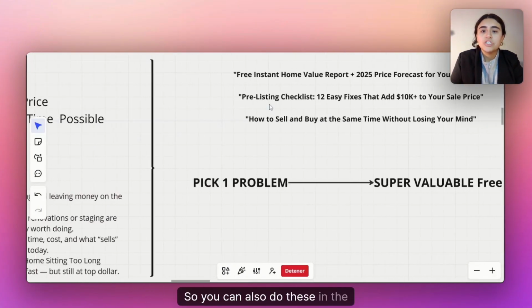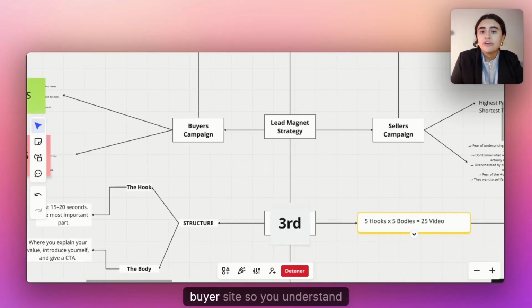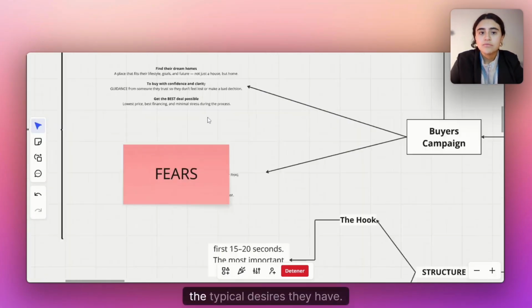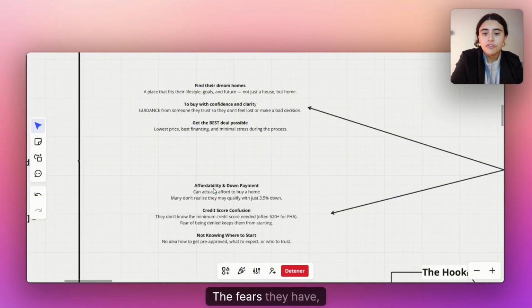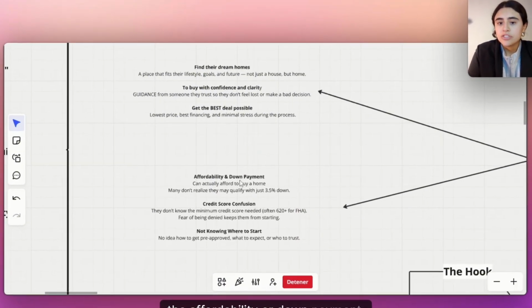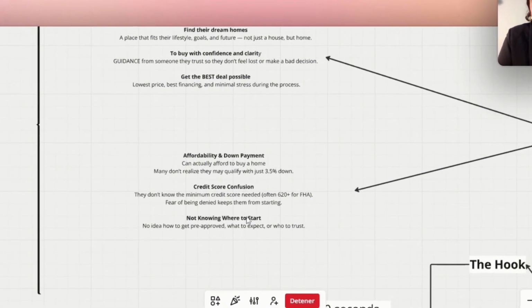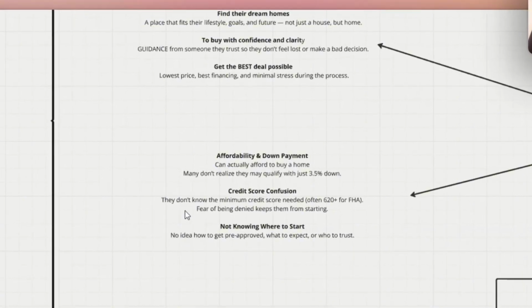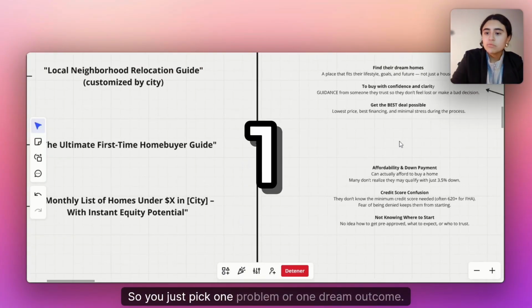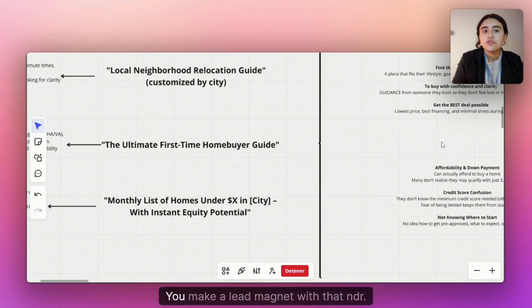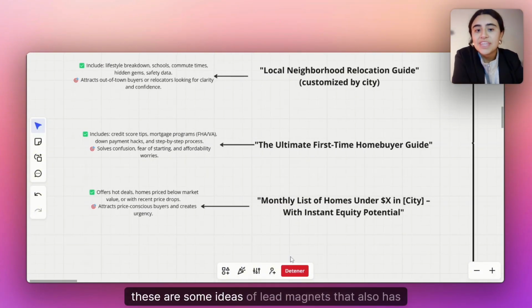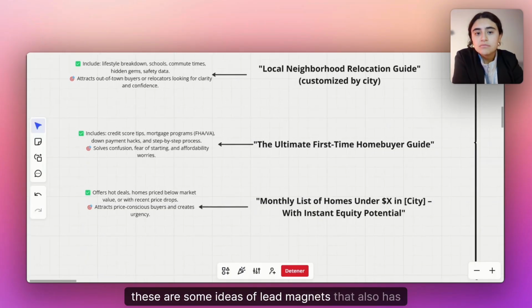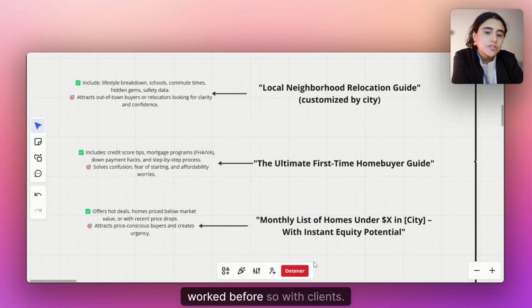So you can also do these on the buyer side, so you understand the typical desires they have: find a dream home, to buy with confidence, and the fears they have, the affordability or down payment, the credit score confusion, not knowing where to start, if they are pre-approved or not. So you just pick one problem or one dream outcome, you make a lead magnet with that. And these are some ideas of lead magnets that have also worked before with clients.